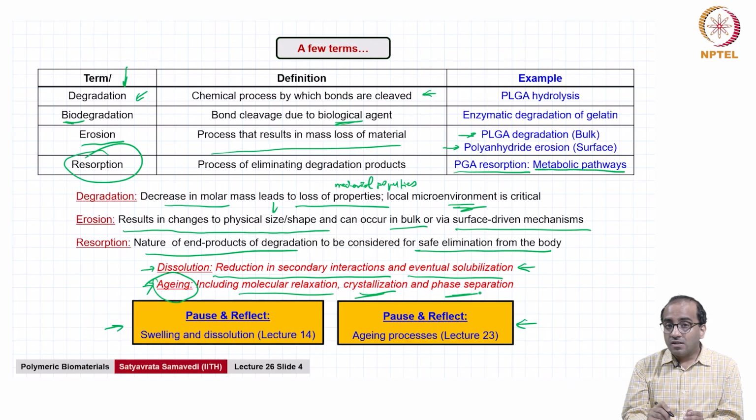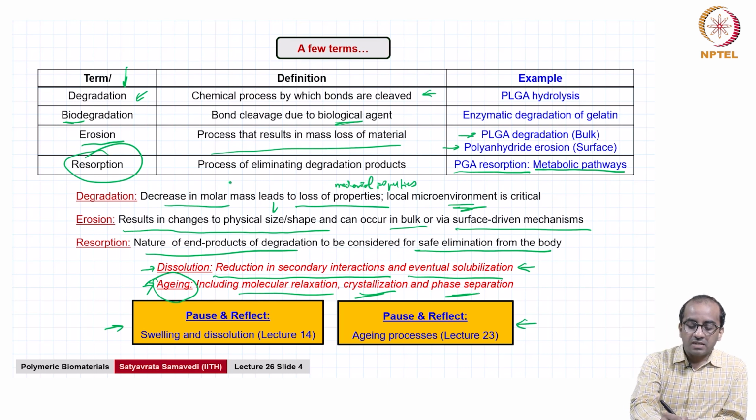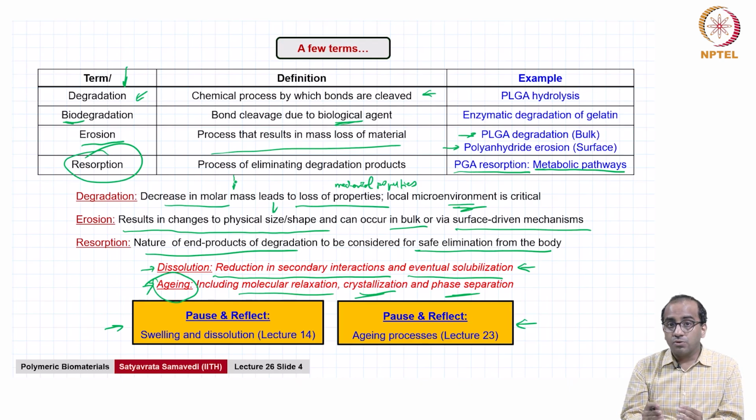So, you see, these also lead to localized changes, perhaps eventually leading to bulk changes in material properties, but that is not the same as a decrease in molar mass that you will see with degradation. So, while they can be related and aging can occur along with degradation, they are not quite the same. And I think it is important for us to stop and pause and reflect on these ideas before we proceed further.